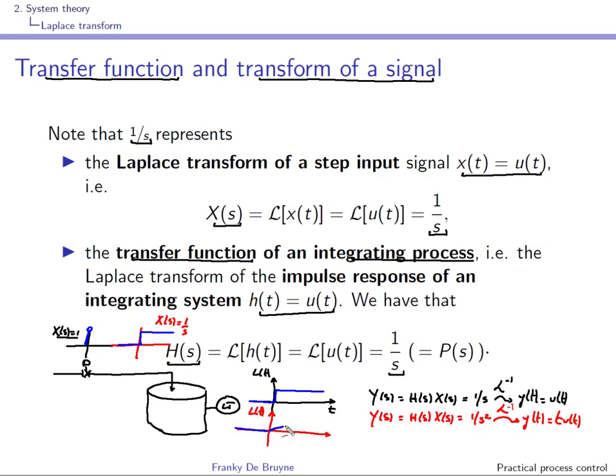So you'll have a level which is going to increase, which is normal because we'll have a constant input flow into the tank, which will result in a level that increases linearly. So you can see here that 1 over s can be the Laplace transform of a step input, or it can be the transfer function of a process, in this case an integrating process.